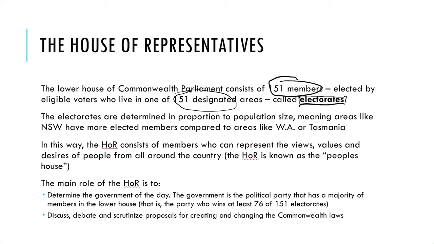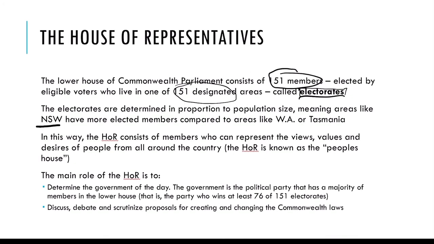The electorates are determined in proportion to population size, meaning that areas like New South Wales have more elected members compared to areas like WA or Tasmania, which means that highly populated states have slightly more representation in the lower house of government. Now, the lower house is known as the People's House because it consists of members who represent the views, values and desires of people from all around the country. And the House of Representatives is known as the People's House as a result, like I mentioned.